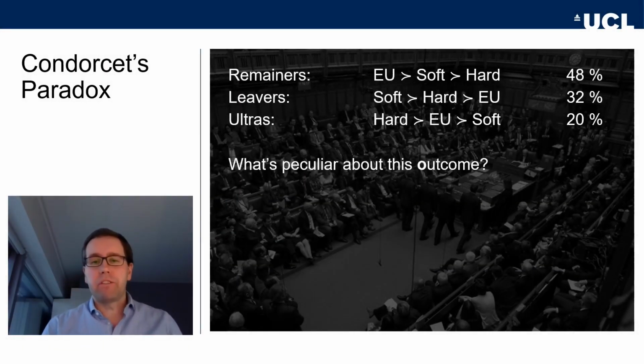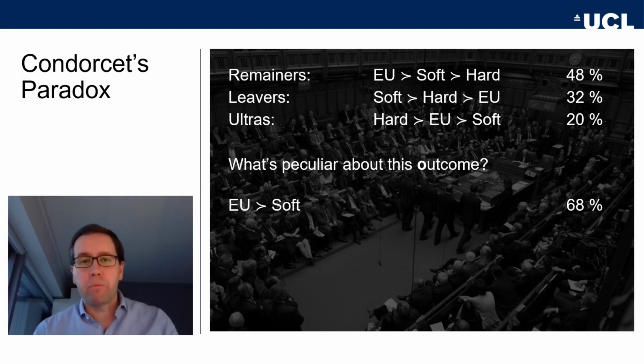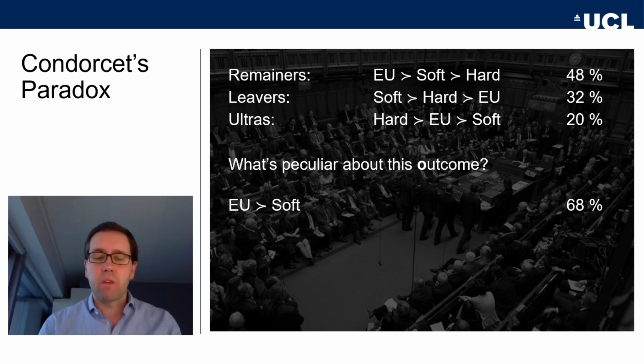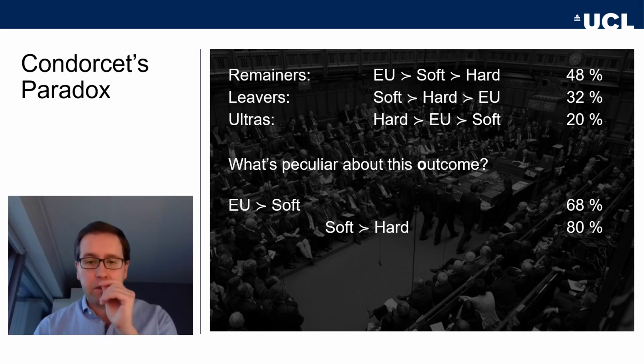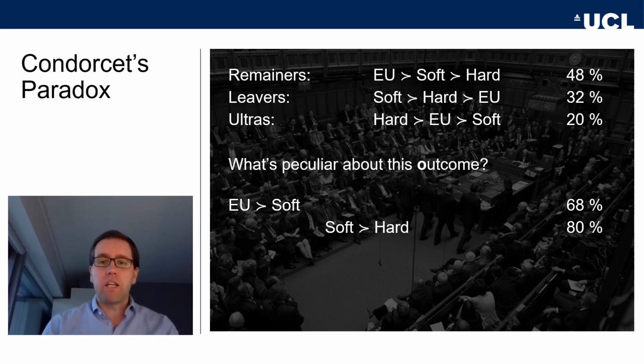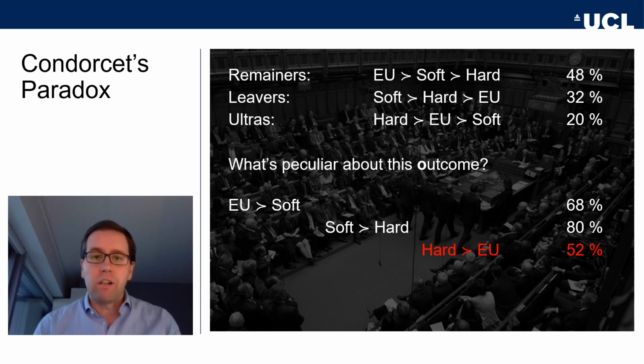But what's peculiar about this outcome? Well, we know that as a group, Parliament preferred perhaps Remain over soft Brexit, so voted down the soft Brexit option with 68%. So this is Remainers and the ultras voting for Remain in this case. Parliament then defeated the hard Brexit option, said no, we don't want no deal. So they would prefer perhaps soft Brexit over hard Brexit. This is the Leavers and the Remainers voting together. It's 80%. But they also voted against EU membership, of course, and so hard Brexit won against EU membership with the support of the Leavers and the ultras.